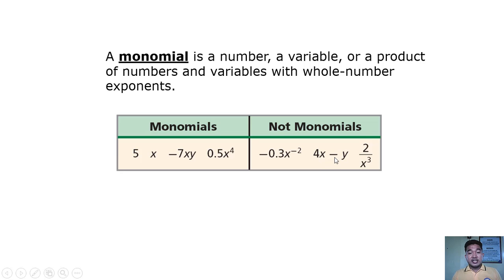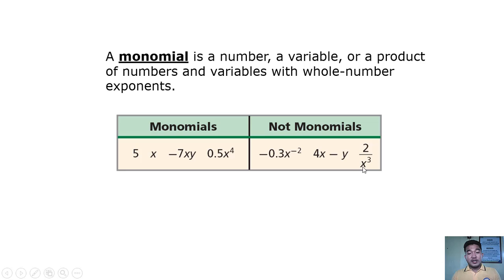Here we have 4x minus y. 4x minus y, hindi na siya monomial dahil dalawa na yung terms. No? Dalawa na yung terms dito, 4x minus y. So para maging monomial lang kasi siya, dapat isang term lang siya.